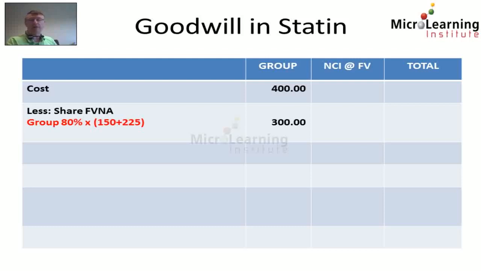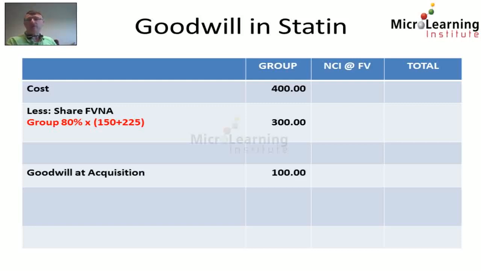80% of the fair value of the net assets, which is made up of ordinary share capital of 150 and reserves at 225 at date of acquisition. So this share of fair value net assets is 300. So consequently there was goodwill recognized within the group at acquisition of 100.